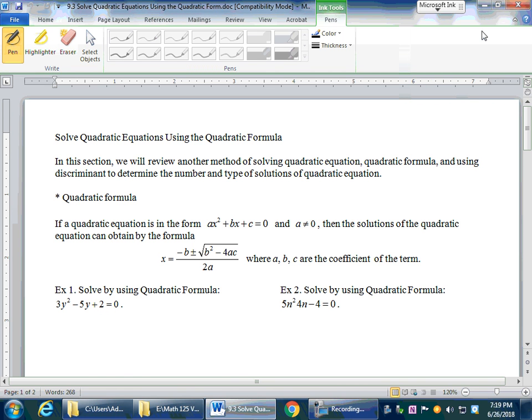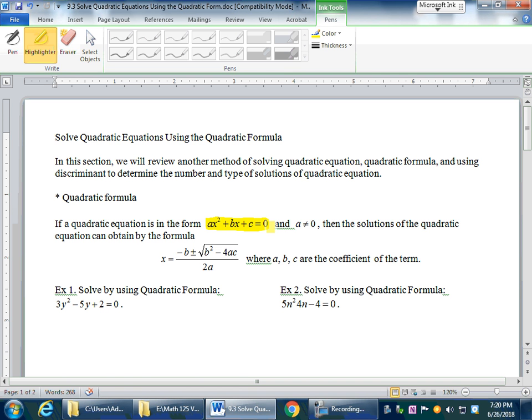9.3. Solving quadratic equations using the quadratic formula. This is another method to solve quadratic equations that are not factorable. The quadratic formula can be derived by using the completing the square method on the general quadratic equation. What we are interested in is being able to apply the formula.